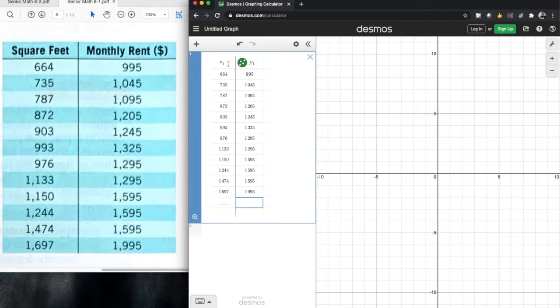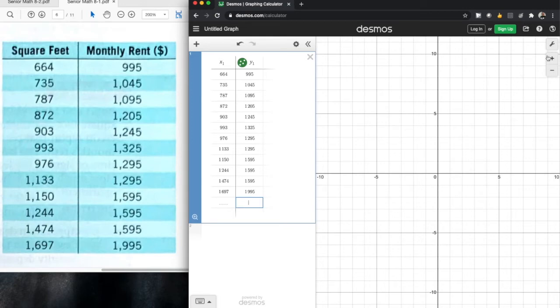Now, what does that mean? Well, I think it means that we've got points. That's what this little green circle that has the dots on it says, that we've plotted these. So we look over to the right and there it is. Well, no, it's not, because we're only looking from -10 to 10 from left to right, and we're only looking from -10 to 10 from down to up. According to this table here, we are no farther to the left than 664 and no farther to the right than 1,697. And we don't go any further below 995 and any higher than 1,995.